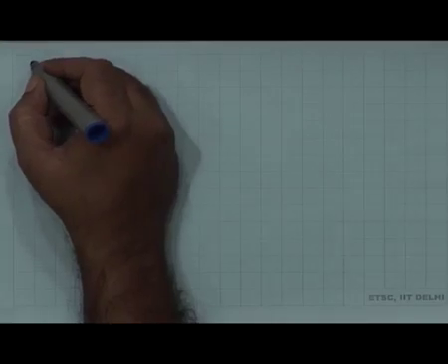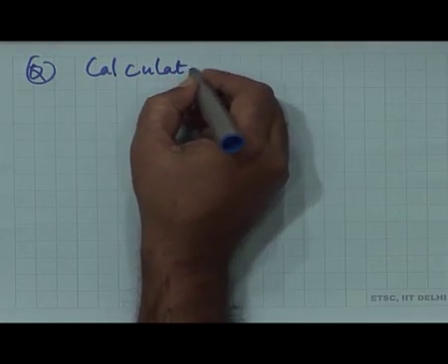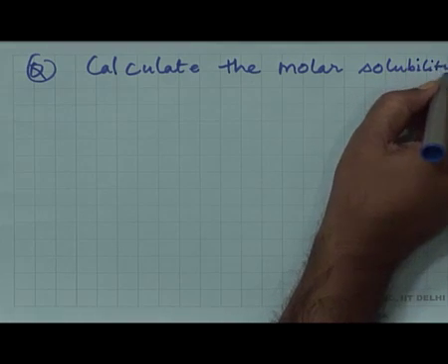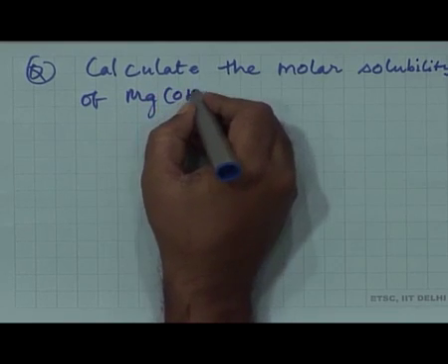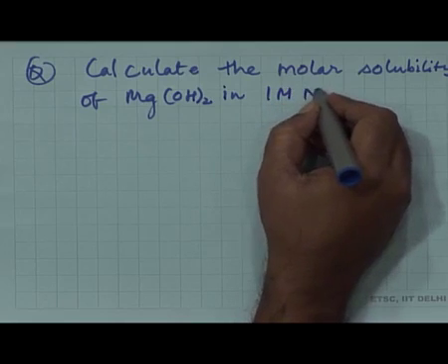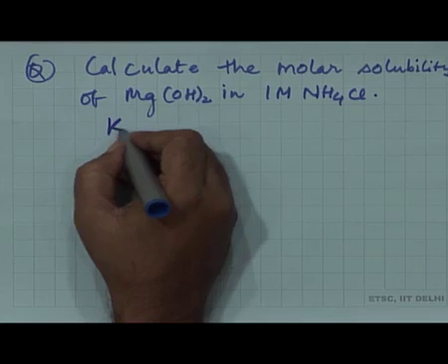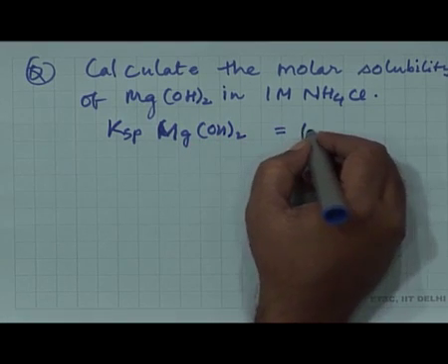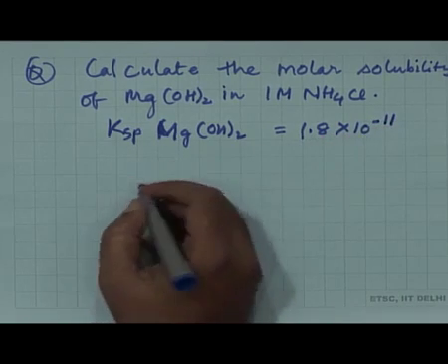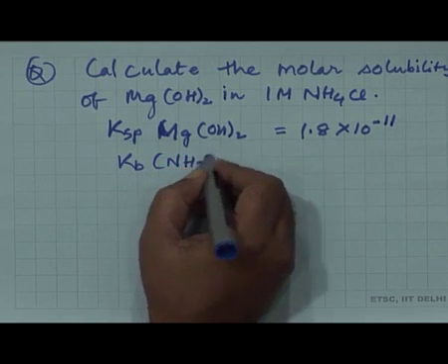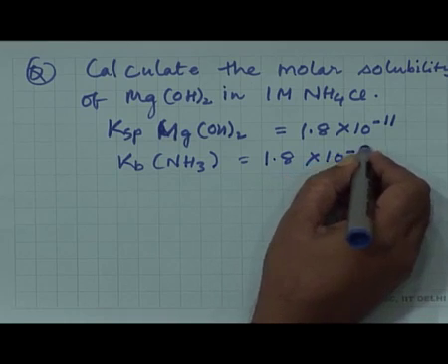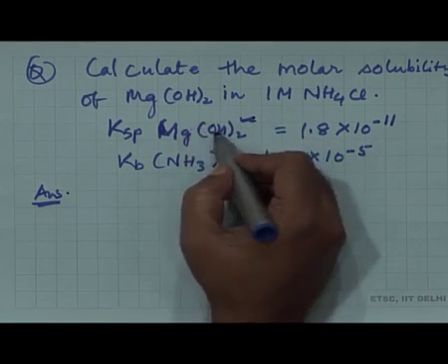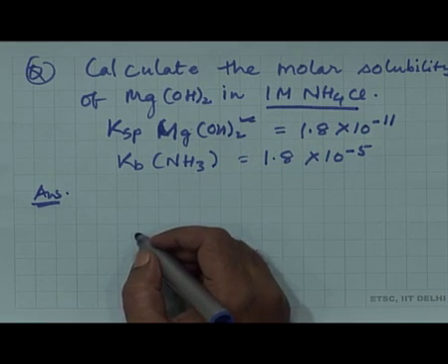Next question is, calculate the molar solubility of Mg(OH)2 in 1 molar NH4Cl. Ksp of Mg(OH)2 is given, and that is 1.8 into 10 to the power minus 11, whereas Kb of ammonia is given, which is 1.8 into 10 to the power minus 5. We need to calculate the solubility of Mg(OH)2 in 1 molar ammonium chloride solution.